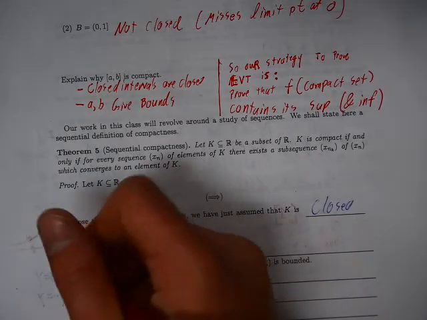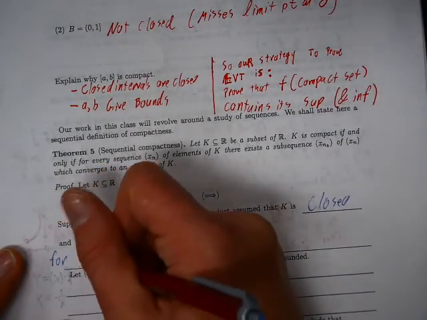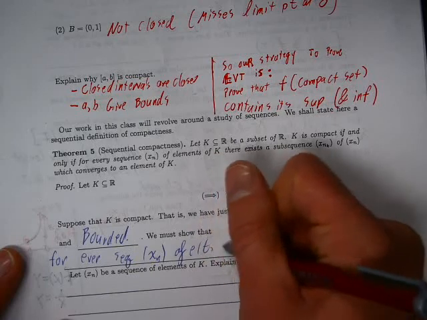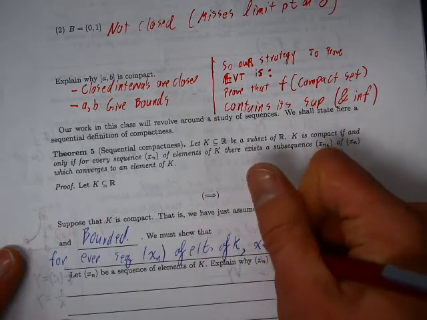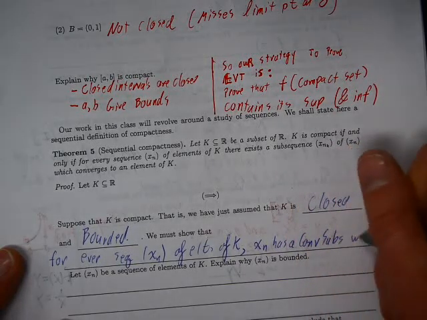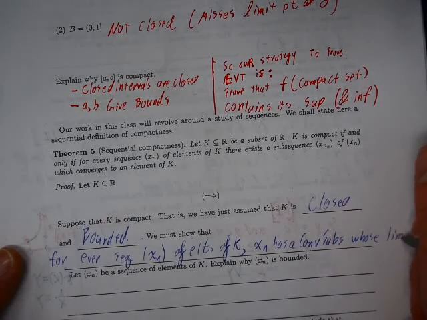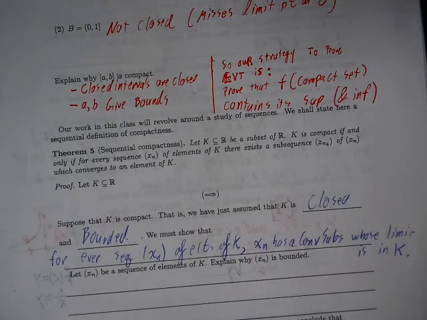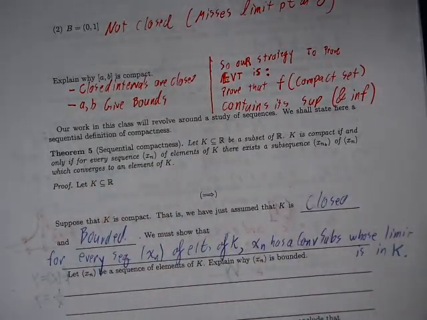For every sequence x sub n of elements of K, there exists a subsequence x sub n sub k of x sub n which converges to an element of K. For every sequence x sub n of elements of K, x sub n has a convergent subsequence whose limit is in K. That's the same as what you said, maybe the words are different. I just noticed that I didn't give myself enough space to write all the words you said, so I chose to write something slightly shorter. That's equivalent, right? Okay, so we need to prove something about every sequence of elements of K.